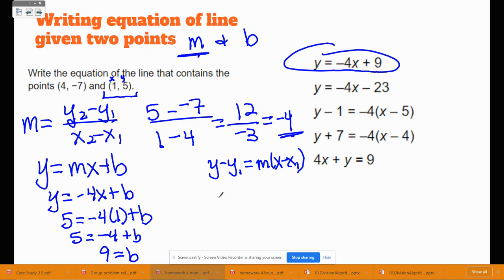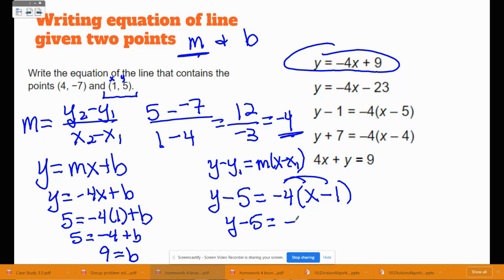Other routes would be this guy. And again, I can use any point I wanted to get this. Y minus y1, I'm going to use this point, 5. It's m, we just calculated. So no matter what, you would have to find the slope first. X minus x1, which is x minus 1. Clean up. Y minus 5 is -4x plus 4. Add 5, just like the other, -4x plus 9.